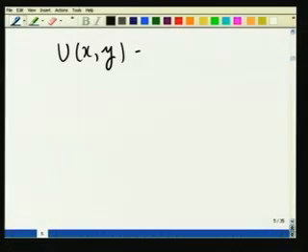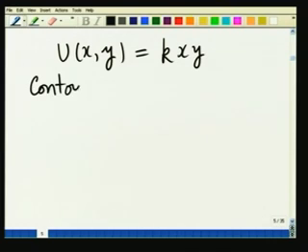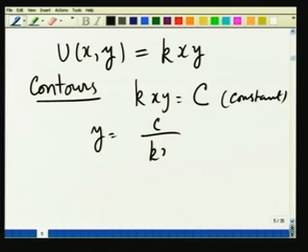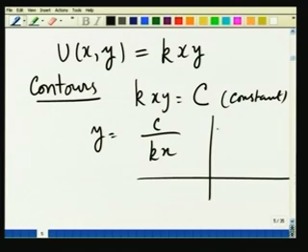As another example, just a cooked up example, let me take U(x, y) to be equal to some constant k times x y. If I am looking at contours, curves over which U is a constant, I should have k x y equal to c, a constant, and therefore, y equals c over k x, which are nothing but different hyperbolas depending on the value of c. So, these are the contours for this particular function.